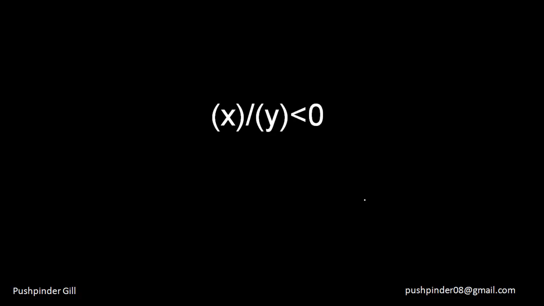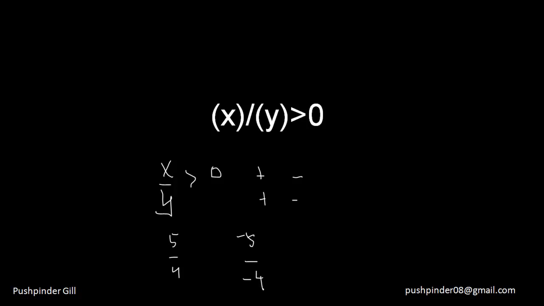Alright, similarly, if I say x upon y is less than 0, again one of them is positive and other is negative, right? Showing that in a division method. So if x upon y is less than 0, one of them is positive and other is negative, right? Great. x upon y is greater than 0, again either both are positive or both are negative. You can clearly observe he's saying x upon y is greater than 0. Either both are positive or both are negative.